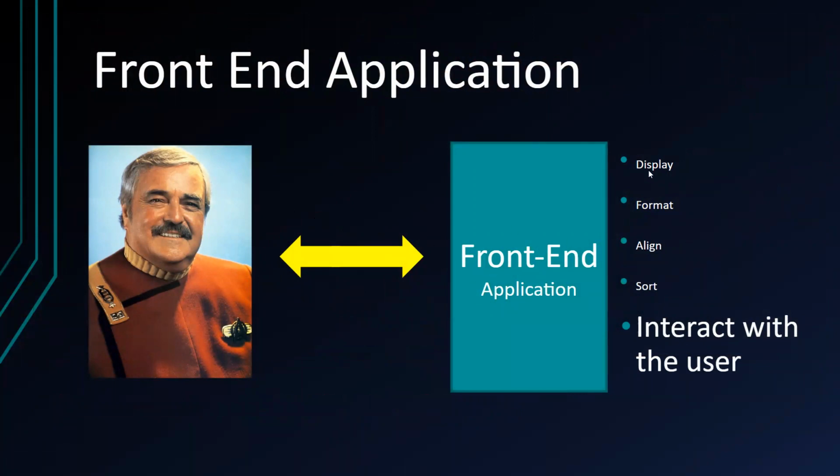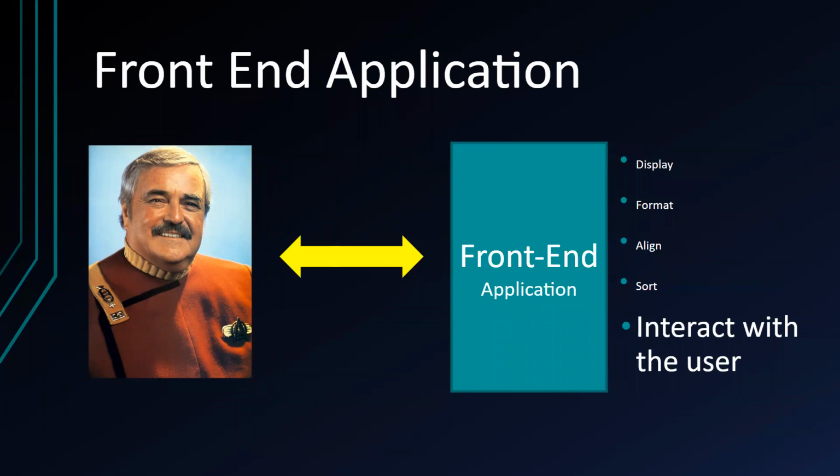And so the front end application is responsible for displaying data, formatting data. How is it going to be aligned? How is it going to be sorted? Sorting can be done both by the engine and by the front end. But the point is, it's basically presenting information to the user and figuring out what the user wants to be able to get so it can communicate that information to the engine.